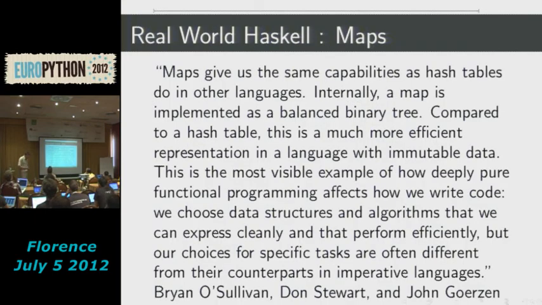So that's a quote from the book Real World Haskell in the map section, which I couldn't summarize better myself, or rather restate shorter. So I'll just read it out. Internally Map is implemented as a balanced binary tree, and compared to hash tables, this is a much more efficient representation in a language with immutable data. So if you omit that context, immutable data, then it's not. But with immutable data it's the most efficient one. And this is the most visible example of how deeply pure functional programming affects how we write code. We choose data structures and algorithms that we can express cleanly and that perform efficiently, but our choices for specific tasks are often different from their counterparts in imperative languages.